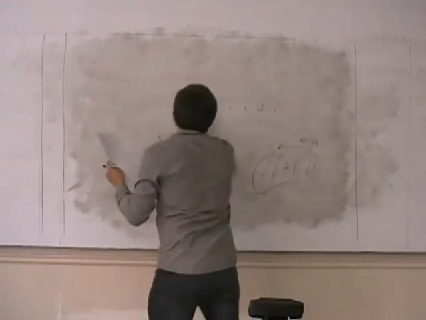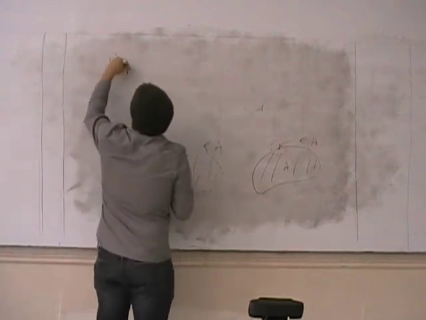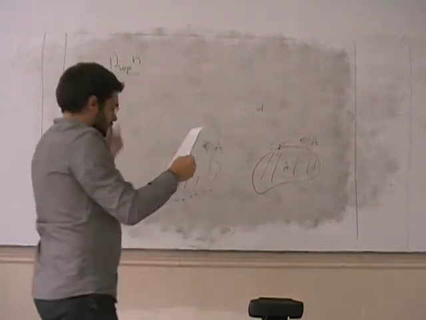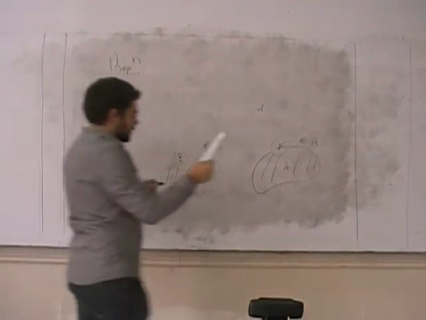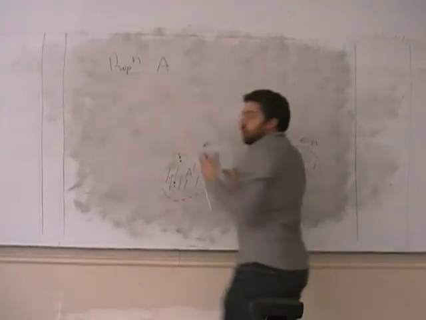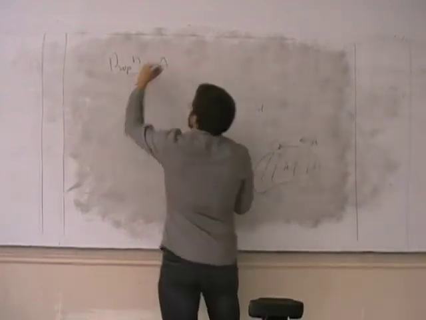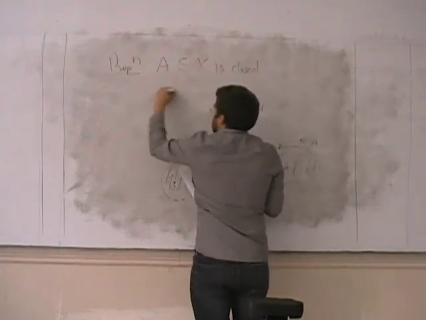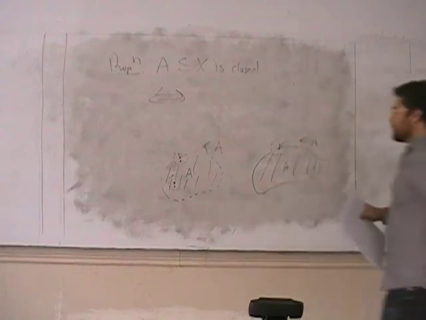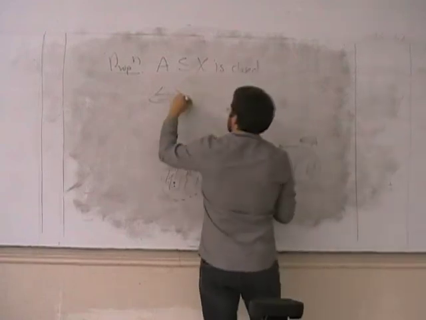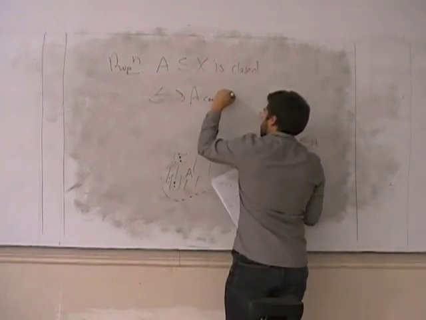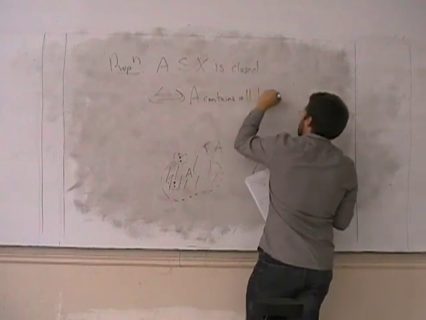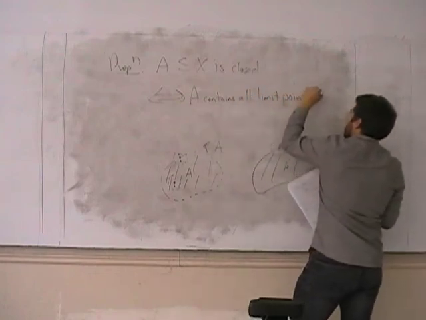Here's a proposition. It's another way of understanding closed sets. An efficient way to figure out if a set is closed or not. It doesn't say whether or not it's open, it just says whether it's closed. Okay? So A in X is closed. This could even be a definition of closed. Closed means that the set contains all of its limit points.